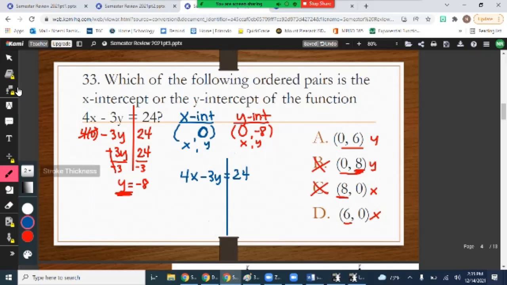And I'm actually going to need this space right here. So I'm going to, oh man, go away. Okay.